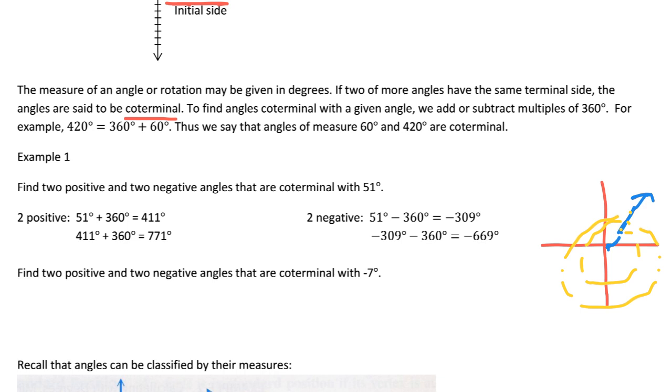Now they're coterminal with negative 7. So we just take our positive: negative 7 plus 360 is 353.